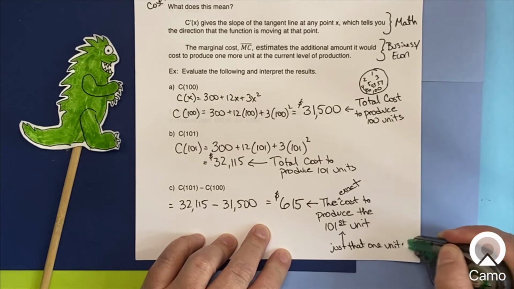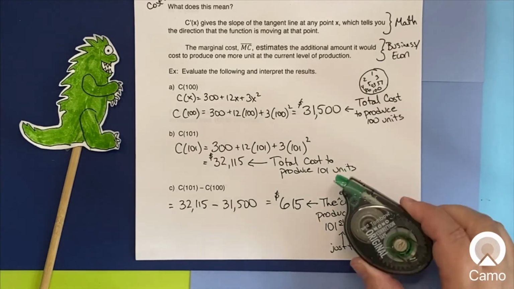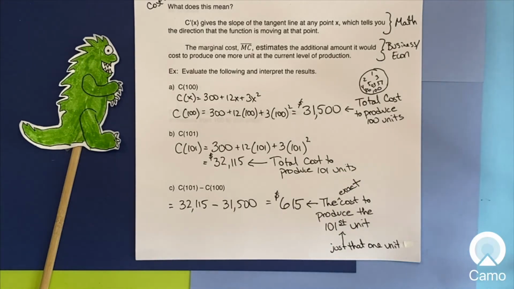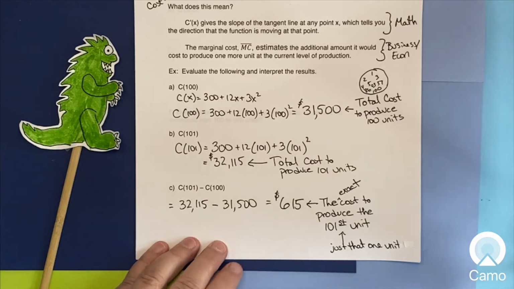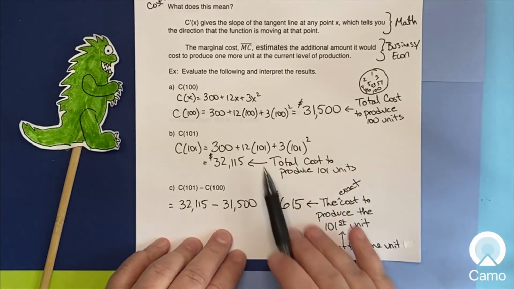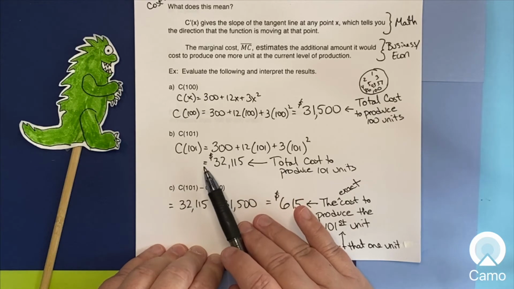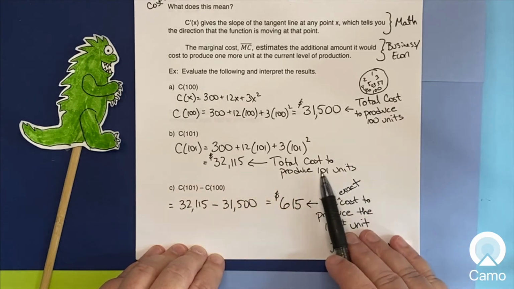It's having some trouble. Okay, so let's take a look. This is the total cost to produce 100 units. This is the total cost to produce 101 units. So if you take the total cost to produce 101 units, you subtract out the first 100, this gives us just the 101st unit. And it's exactly 615.